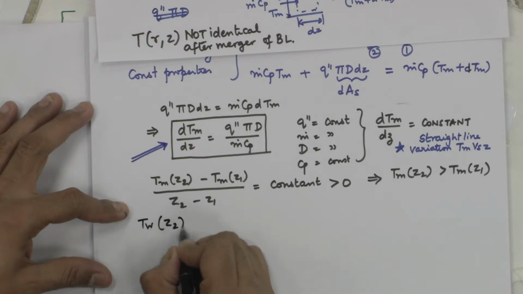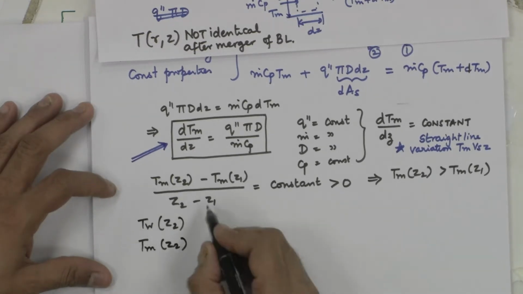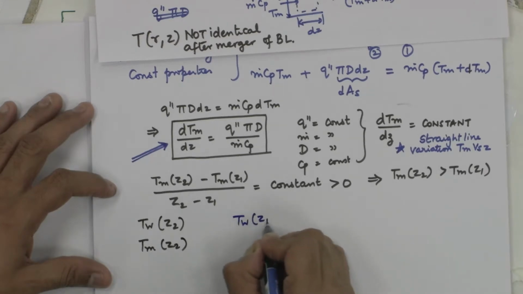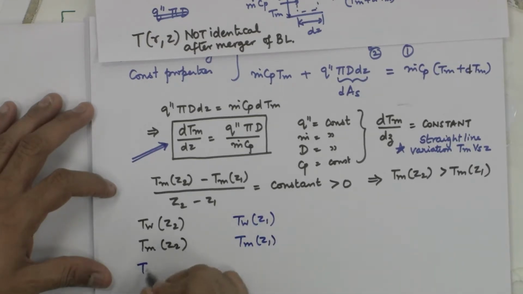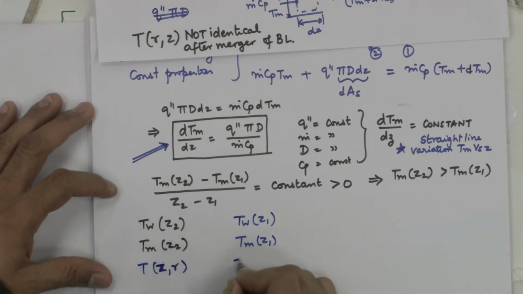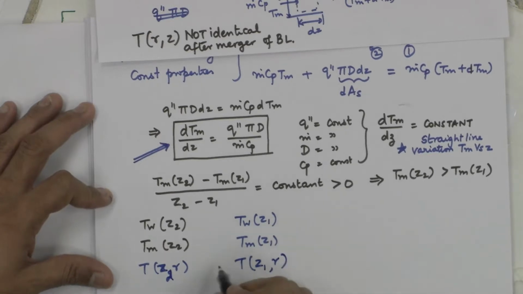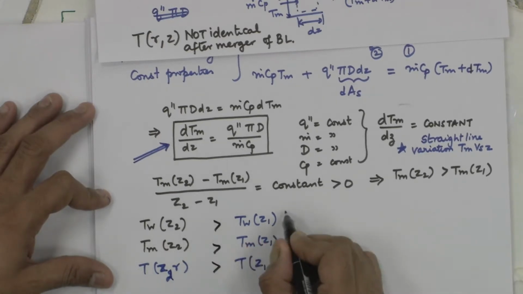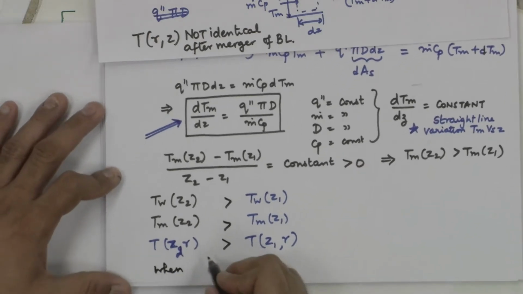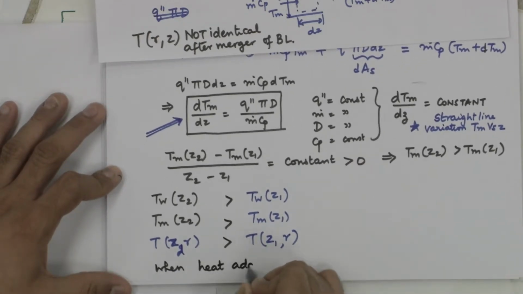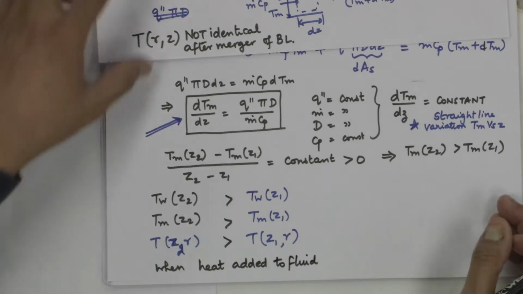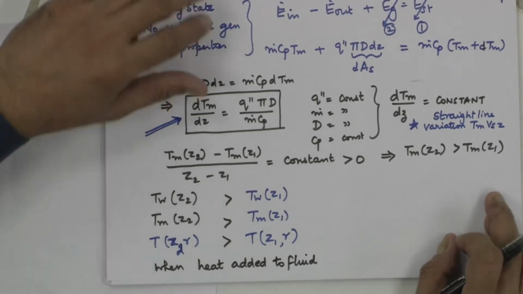So I have T wall Z2, T bulk mean Z2, T wall Z1, T bulk mean Z1, T local Z2 comma r, T local Z1 comma r. At the same z location, these are all going to be greater when heat is added to the fluid. T infinity of course was constant because T infinity was a free stream. What was entering, we didn't bother about it.